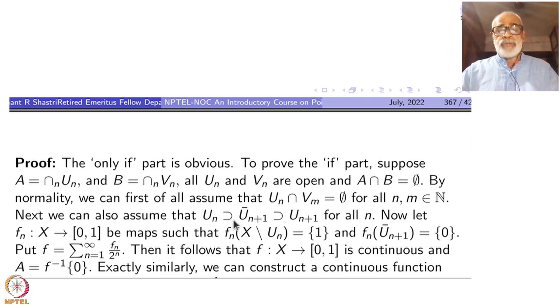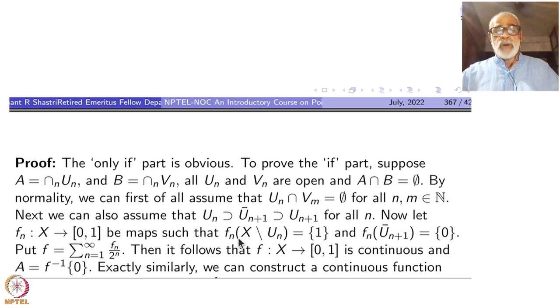Next, we can also assume that the closure of U_{n+1} is contained inside U_n for all n. Once you have these U_n's, you can make U_1 intersection U_2 an open subset, U_1 intersection U_2 intersection U_3 an open subset. Inside these open subsets, you can choose a smaller one such that the closure of U_{n+1} is contained inside it, and so on. So you can make it decreasing. Similarly, you can make the V_n's also decreasing. That is what you can do by redefining these U_n's.